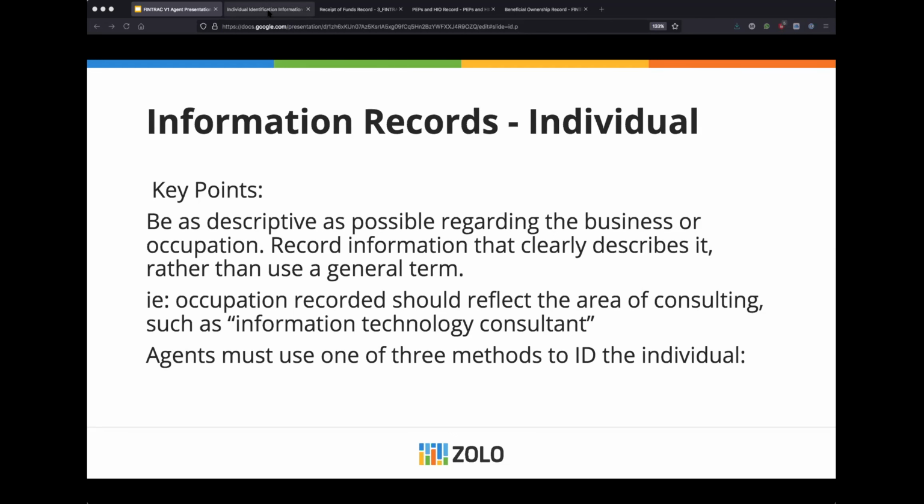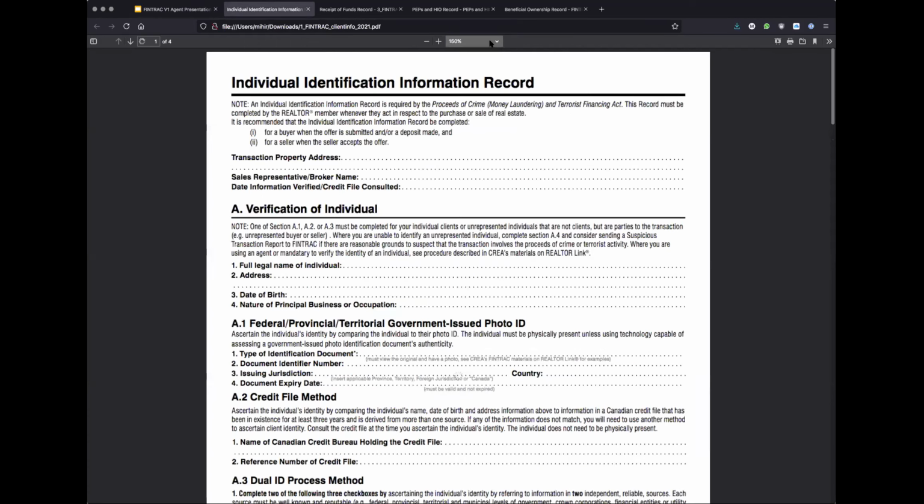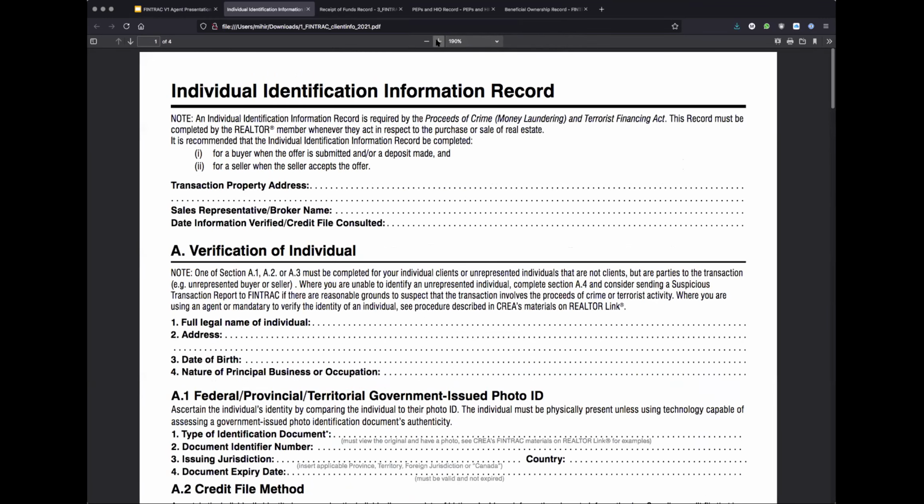So I'm going to switch tabs here. You may be familiar with this form. If you are new to business, then this may be new to you. I'm going to make this slightly bigger. Let's go to 175. Can I do that? Yeah, this is better. This is the individual identification information record.